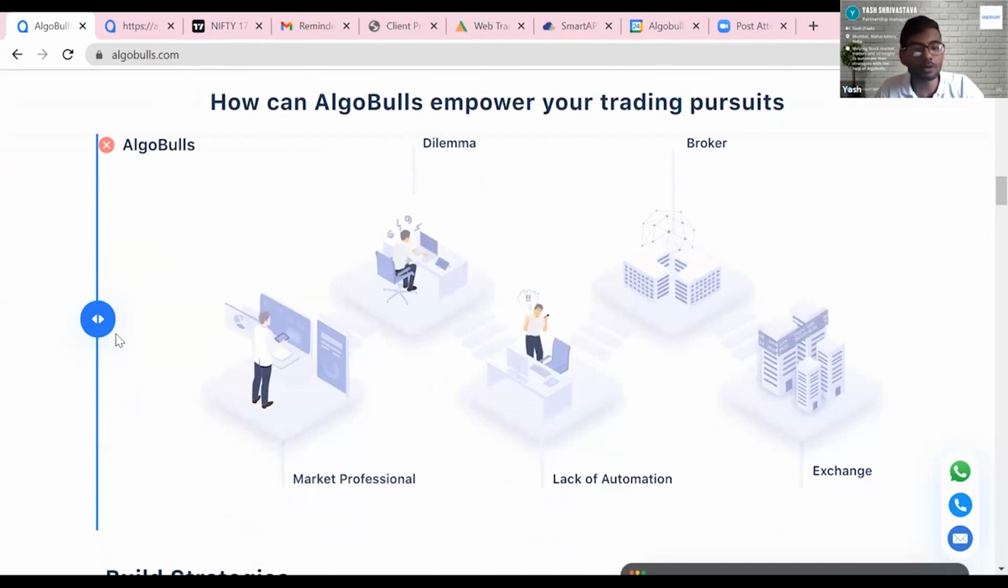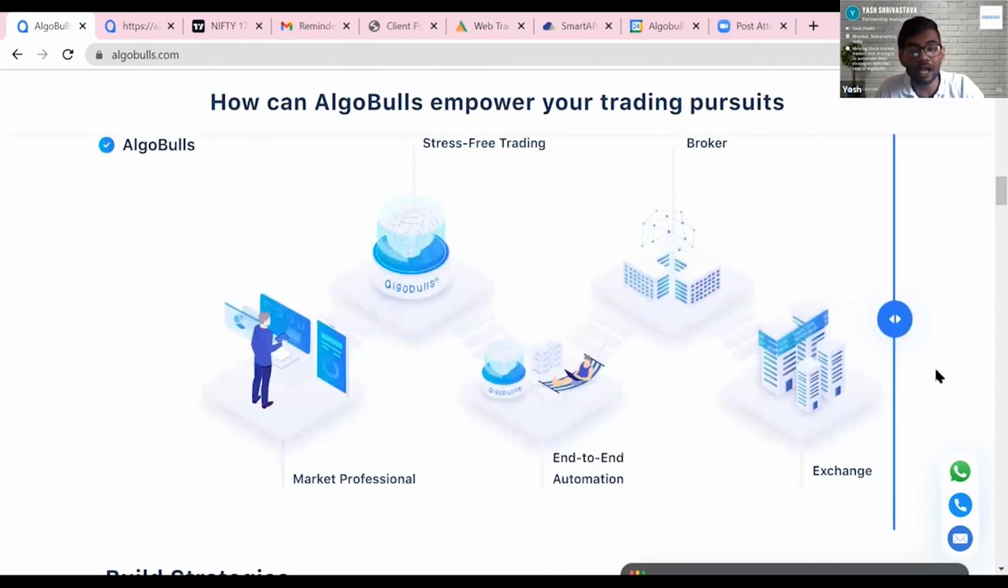So what we do at AlgoBulls is we also help you simplify your trading strategies and automate them end to end using algorithmic trading. You just need to come to us and give us your strategy. We would get it coded, get it built, and get it live on your platform. Apart from that, if you want to publish it on the marketplace because your strategies are performing really well, we could do that too.